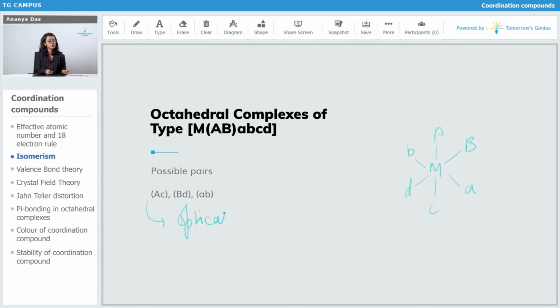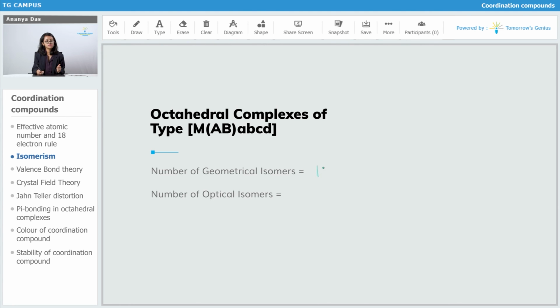So till now all of the possible pairs were optically active. So these were all the possible pairs for your complex M(AB)(ABCD). So the total number of possible pairs were 12. So the total number of geometrical isomers is going to be 12. Now all of the geometrical isomers or all of the possible pairs are optically active. One possible pair which is optically active gives 2 optical isomers. So 12 optically active pairs will give you 24 optical isomers.